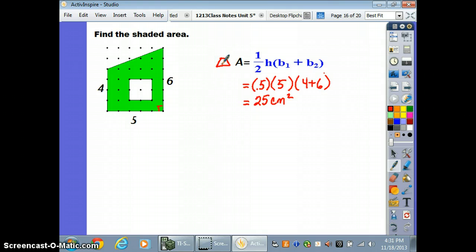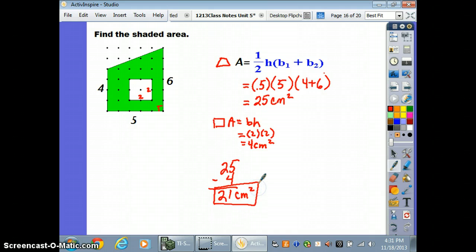Now let's go to the square. Let's find the area of the square. Again, I always think it's a good idea to write down the formulas, even if it is a square. The dimensions are 2 by 2. So 2 times 2 is 4 centimeters squared. And then when you have a shaded problem, you're usually subtracting. So we're going to subtract the 4 centimeters from our total 25. So 25 minus 4, showing my work, giving evidence, 21 centimeters squared. That's the area of the green region.